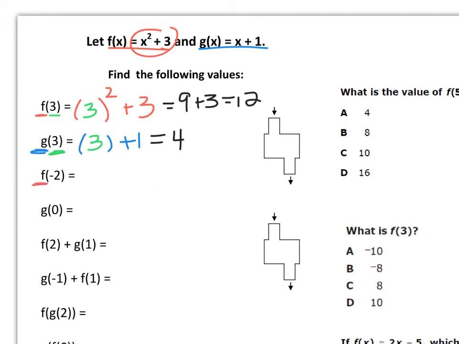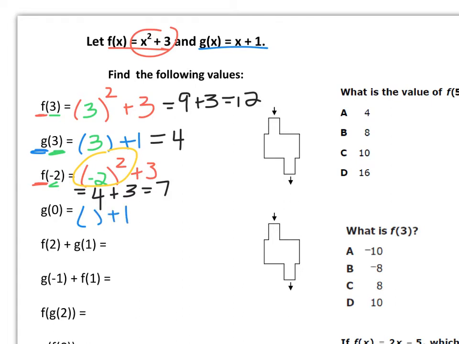Then I have f of x, so that's going to be something squared plus 3. What am I plugging in? Negative 2. Now we want to be careful. A negative number squared is always positive, so negative 2 squared is 4 plus 3 equals 7. Once again, make sure right here, squaring a negative gives me a positive. At any time, if you feel like you're good to go, you can pause and try them on your own.